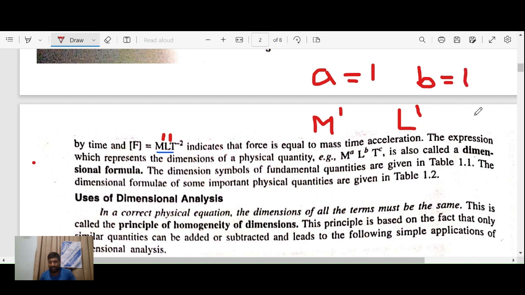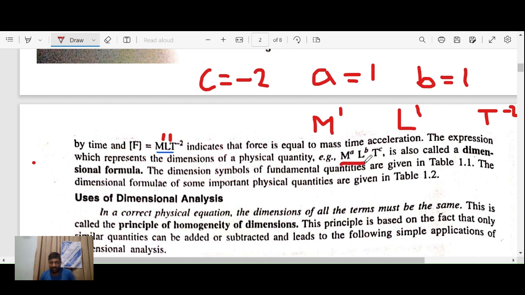And here T to the power C is available. That means here minus 2 is there. Obviously, we can say C equals minus 2. That's very easy to understand.